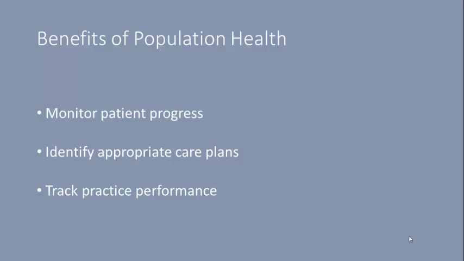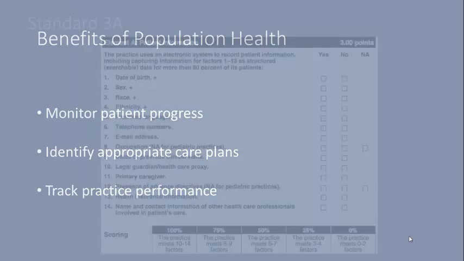It also allows you to identify appropriate care plans for your patients, because when you know what your patient population is dealing with from a global perspective, it allows you to better plan how we can care for large segments of our population. For example, if you see that you have a large asthmatic population or a large congestive heart failure population in your practice, it would enable you to tailor your care plans towards those disease states.